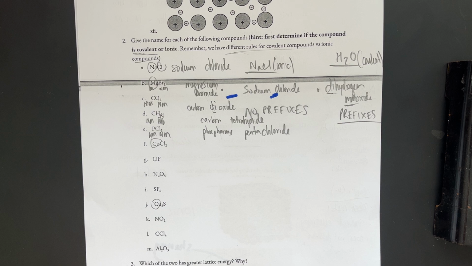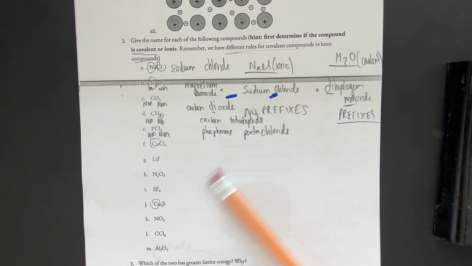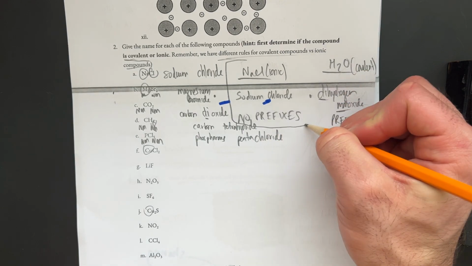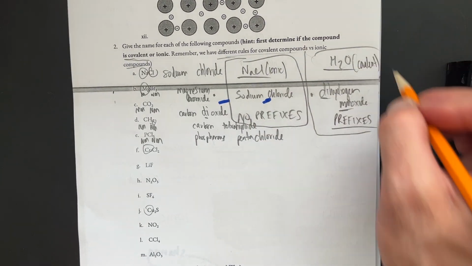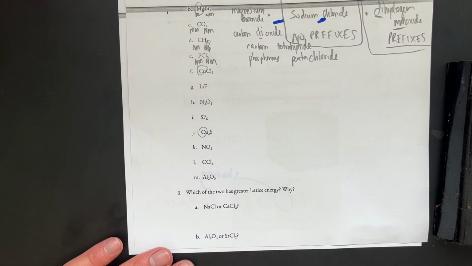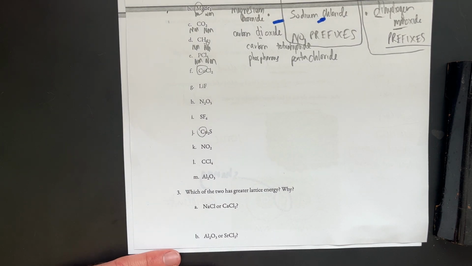So anyways, let's go on. Hopefully you guys understand how to do this at this point, figure out if it's ionic or if it's covalent, and then that determines if you have prefixes or not, and then just name it. Cool. Okay, so which of these two has greater lattice energy, and why? Number 3. The key to these problems, remember, is Coulomb's law. Coulomb's law is what determines how strongly attracted two charged compounds are together.